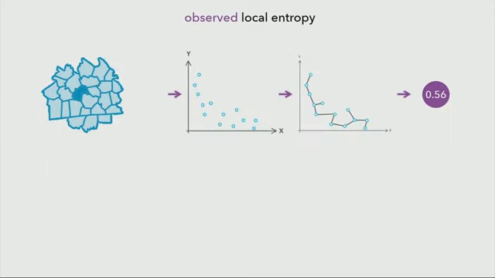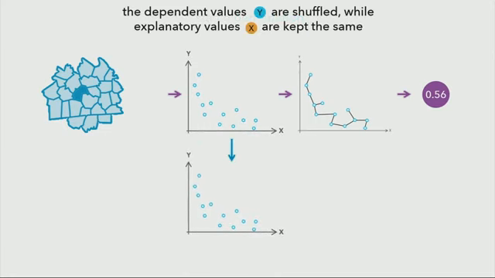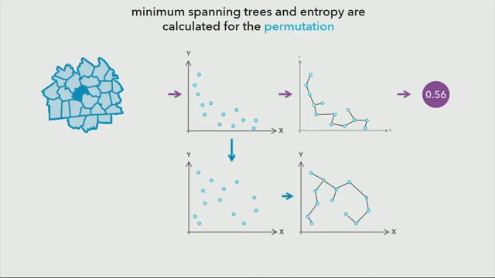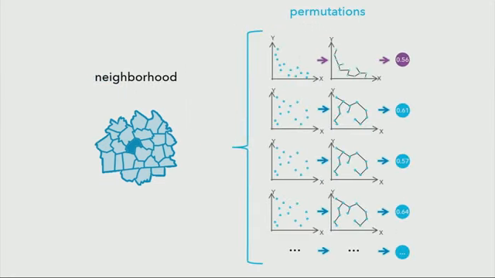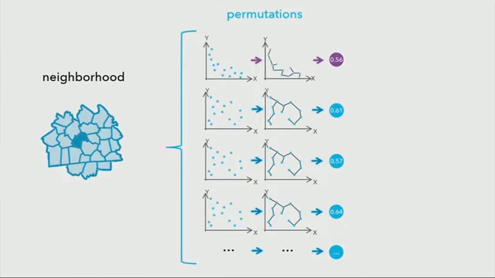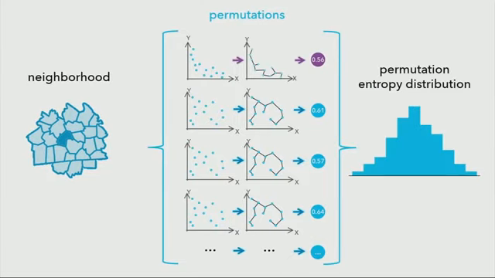So we have that one observed local entropy for that one neighborhood. The way we're going to do that is create a distribution of other entropies where those two values are actually independent. The way the tool does this is by shuffling the values of the dependent variable y while keeping the explanatory values the same. Then it calculates your minimum spanning trees and gets another entropy value. It does this several times for however many permutations you tell it. By default, it's 199. Once it does this, you get a nice distribution of entropy values, and your observed one is going to be somewhere in that distribution.